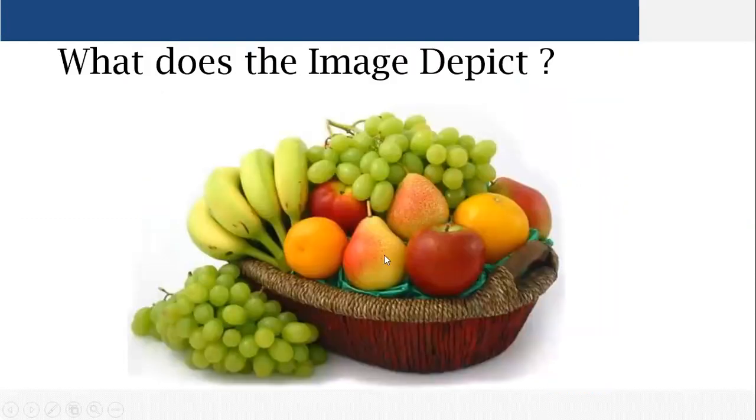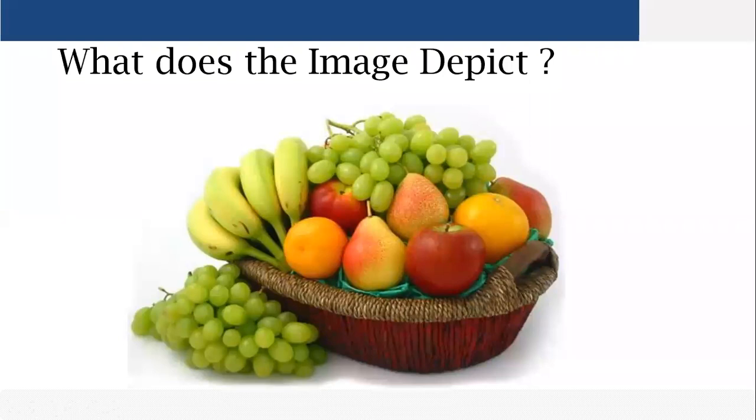If I show you this image, what does this image depict? Can you tell me what you see? I see a fruit basket. Okay. Basket. Okay, what are the fruits? The basket of fruits is fine, but what are the fruits? Can you recognize the fruits? There are green grapes, bananas, apples, pears, and oranges.